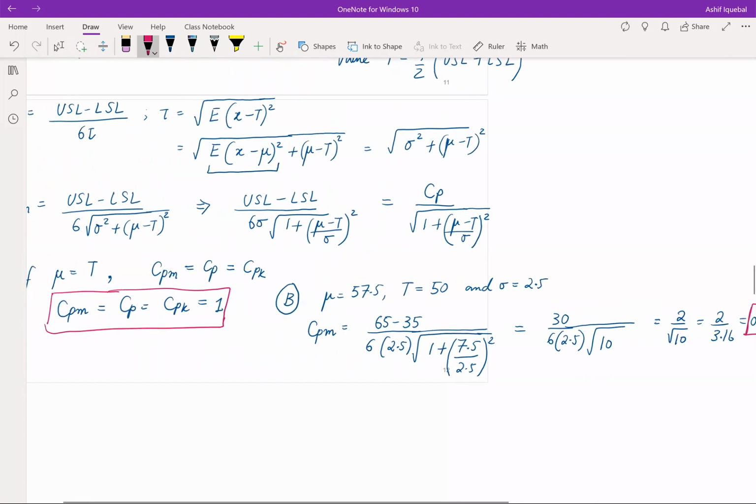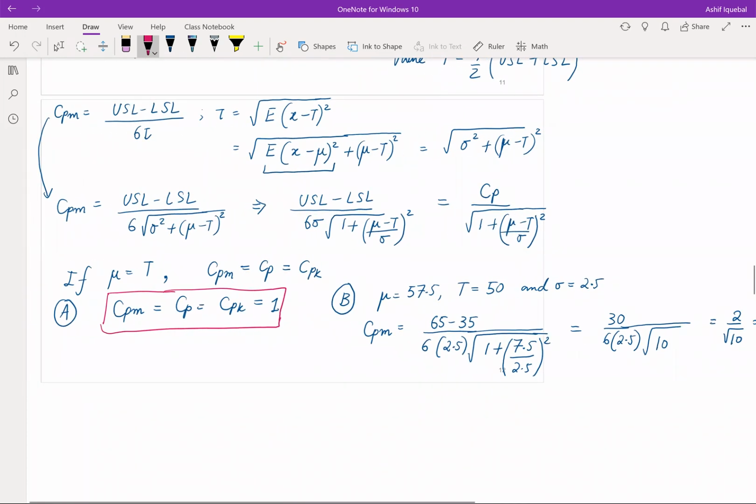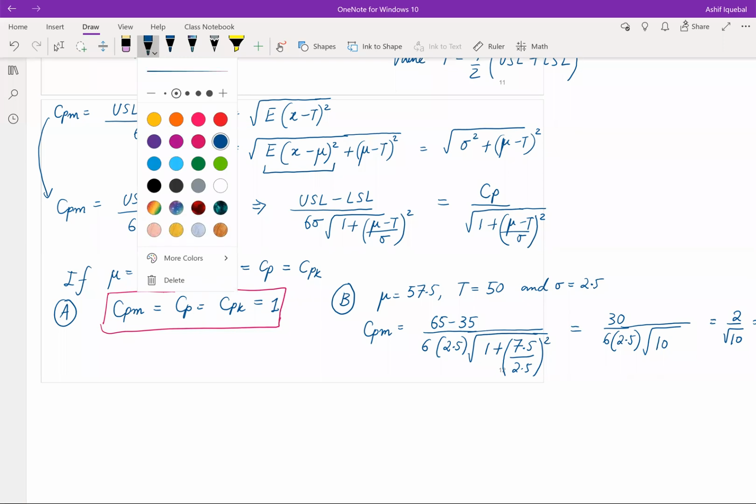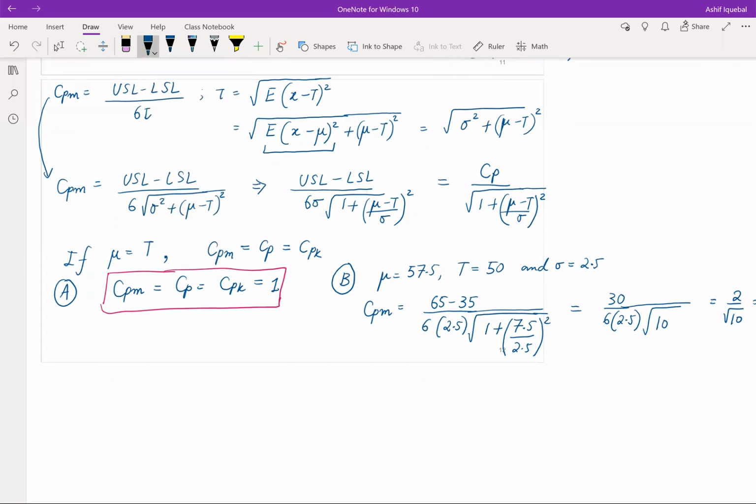So there are just 3 variations. Remember this. One is the regular formula for CP. Second is when the mean shifts, but the standard deviation remains the same. And the third is when both the mean and the standard deviation change, right? So depending on the scenario, you can use any of these 3 formulas. Any questions on this one so far?